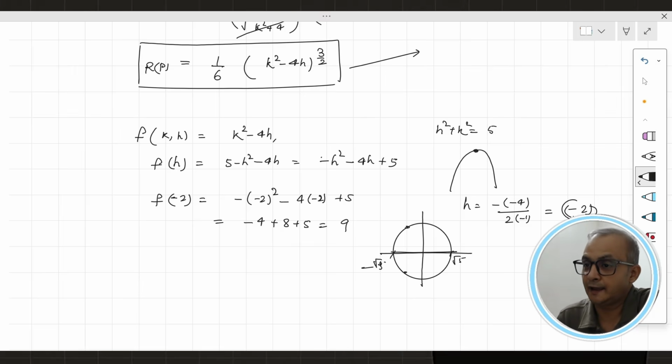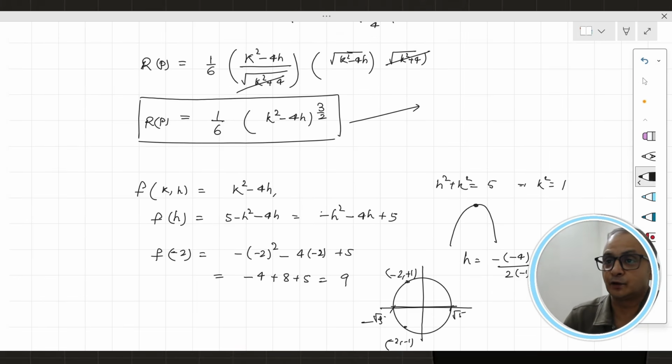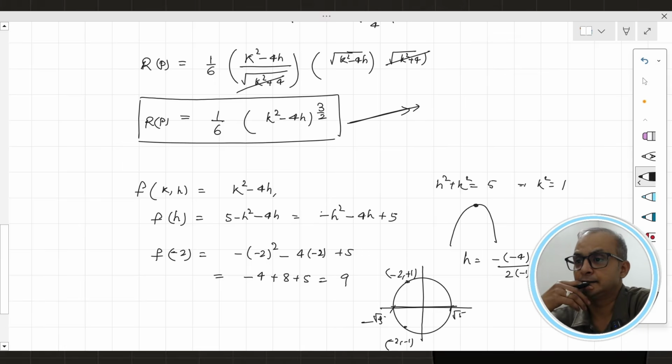Now if h coordinate is minus 2, so what is the k? So k will be what? k square is equal to 5 minus 4, that is 1. So k is equal to plus or minus 1. It means the two points will be minus 2 comma plus 1, and minus 2 comma minus 1. Now these two values h and k, we have to put in this, and then that will be the maximum.